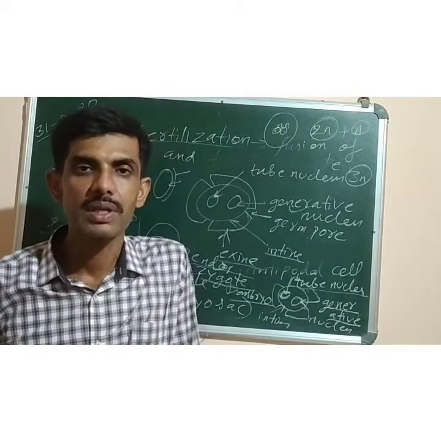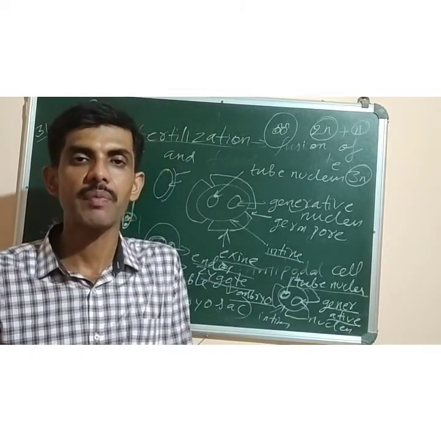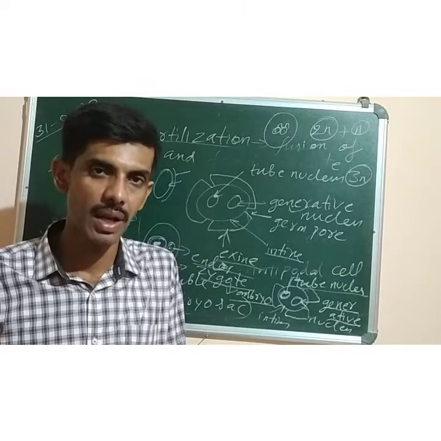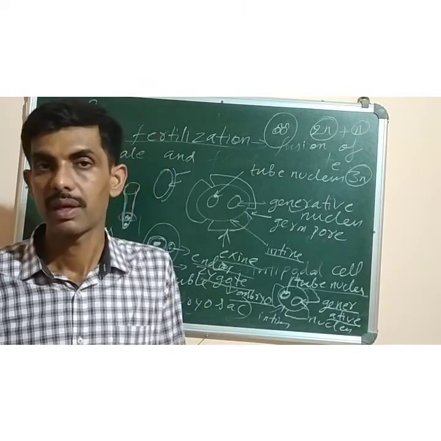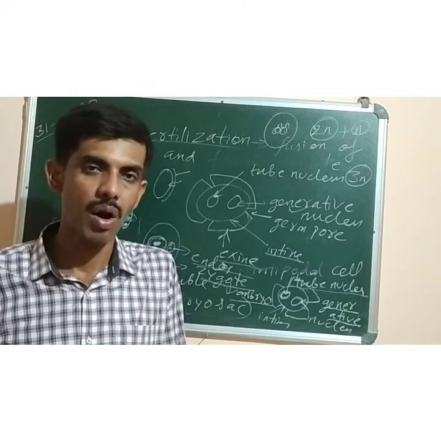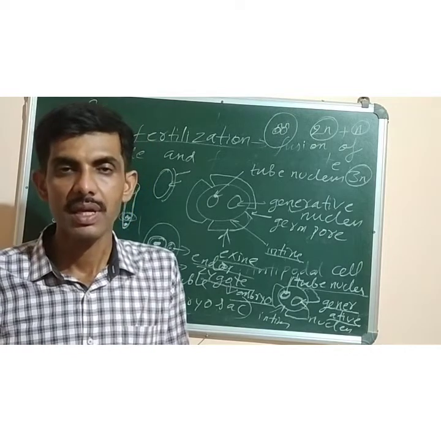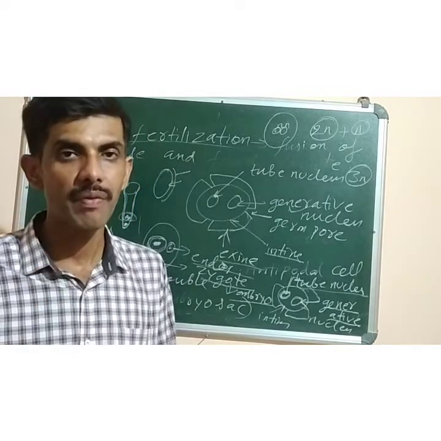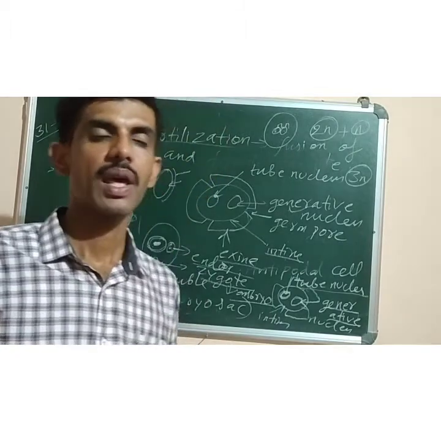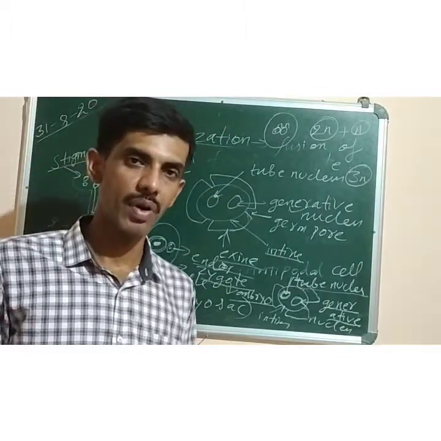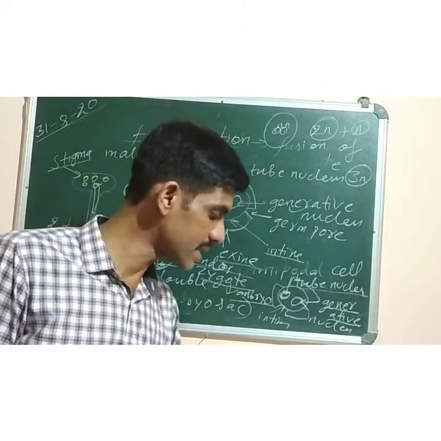Why? Because if a fruit develops from any other part of the flower except the ovary, like if it develops from the thalamus or receptacle, or if it develops from the calyx, such fruits which develop from any other part of the flower except the ovary are called false fruit. Example is apple, as I already said.